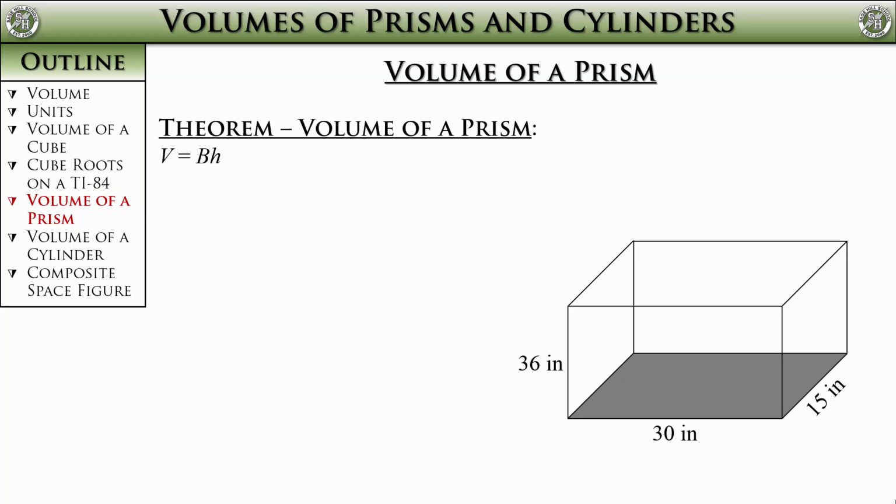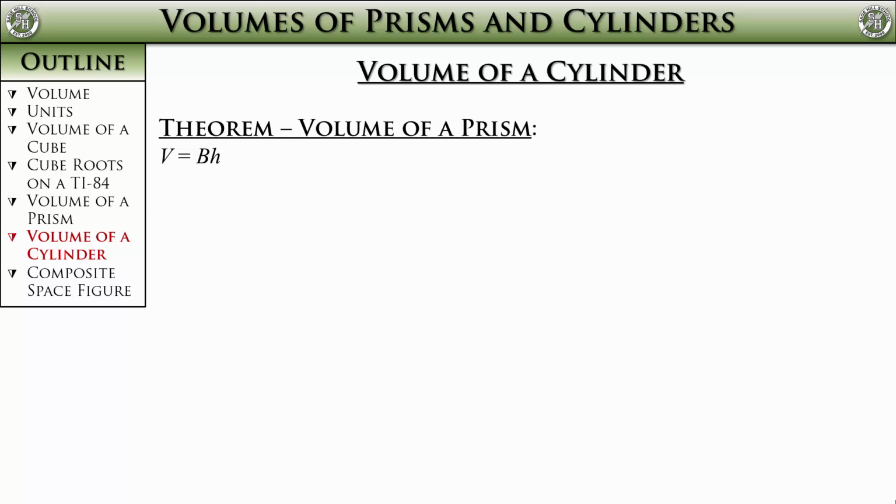In this prism here, if I assume the shaded face is one of our bases, we would first calculate B. The base is a rectangle, so we do base times height to get 450 for the area of the base. We can then plug that into our volume formula. We multiply that 450 by the height of our prism, which happens to be 36, and our final answer is 16,200 inches cubed. Don't forget those cubed units in your final answer.